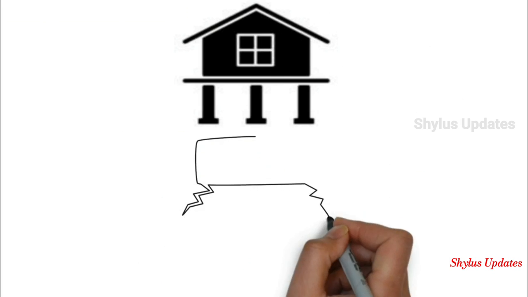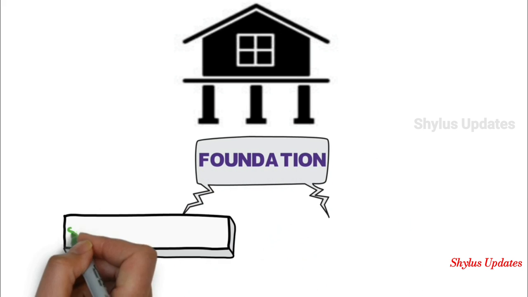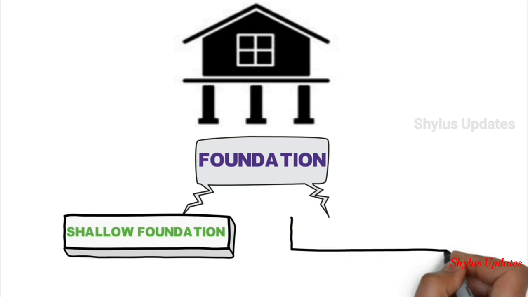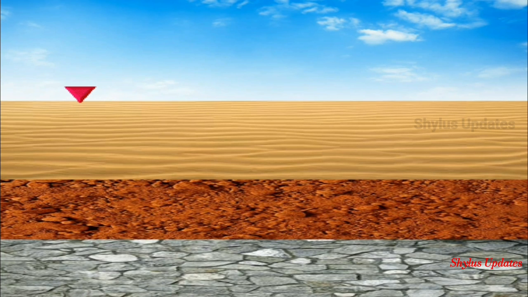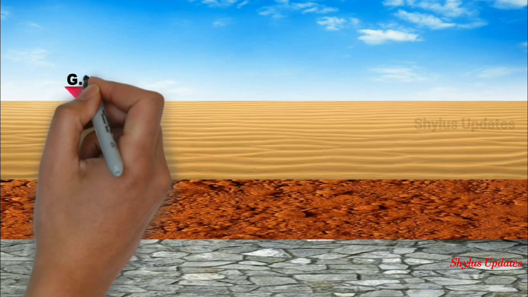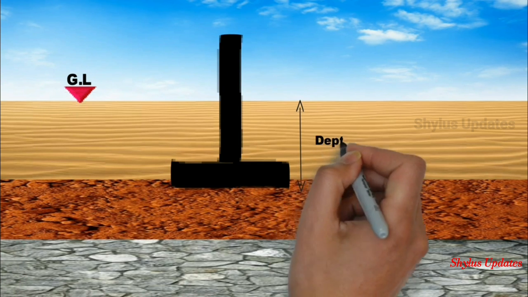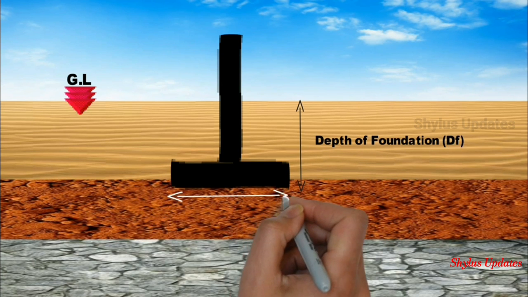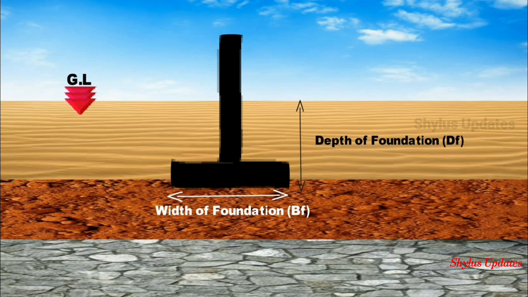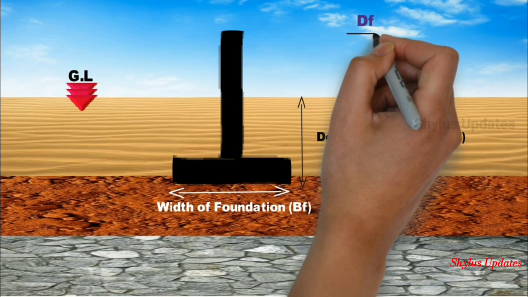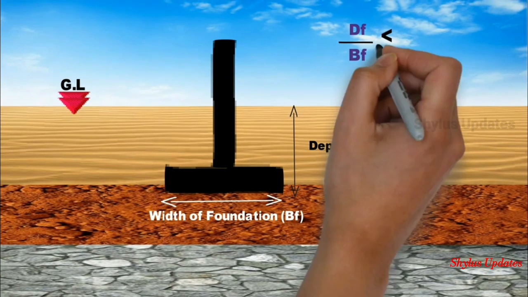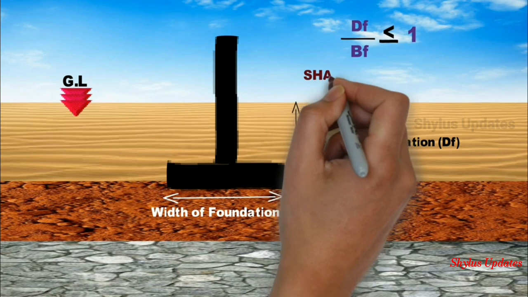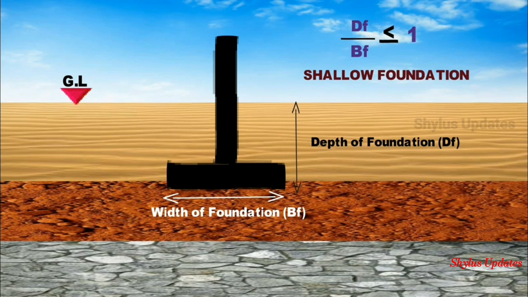Generally, foundation can be classified into shallow foundation and deep foundation. When the depth of foundation is less than or equal to the width of foundation, that is Df/Bf is less than or equal to 1, then the foundation is called a shallow foundation. It transfers the load at shallow depth. Shallow foundations are suitable up to a depth of about 1.5 meters.